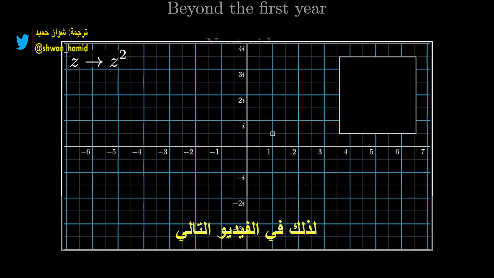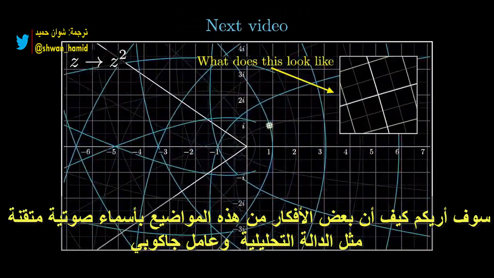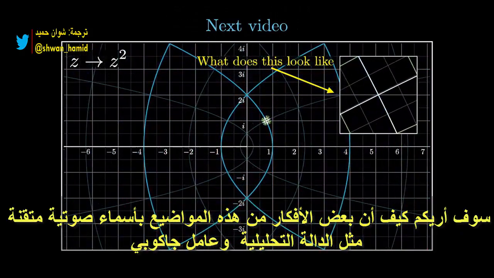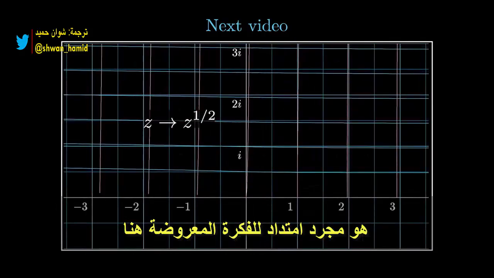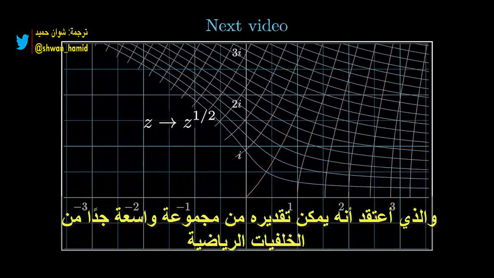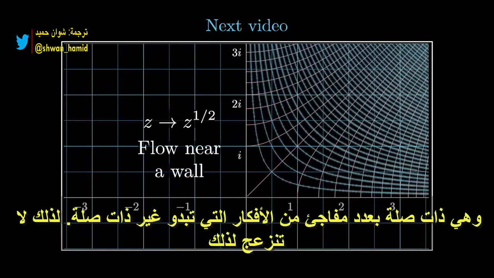So, in the next video, I'm going to show you how a few ideas from these subjects with fancy sounding names like holomorphic functions and the Jacobian determinant are really just extensions of the idea shown here. They really are some beautiful ideas which I think can be appreciated from a really wide range of mathematical backgrounds, and they're relevant to a surprising number of seemingly unrelated ideas, so stay tuned for that.